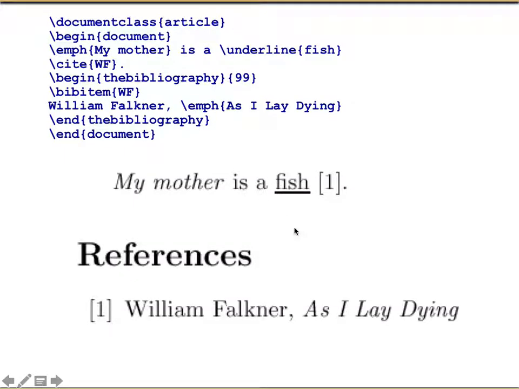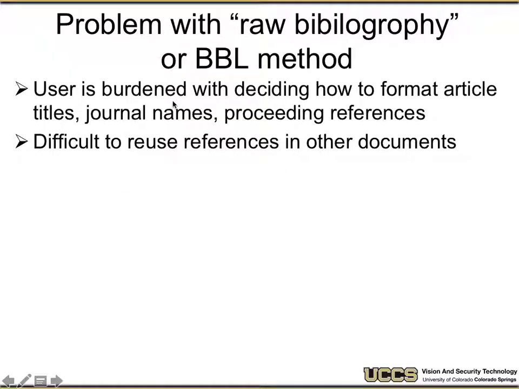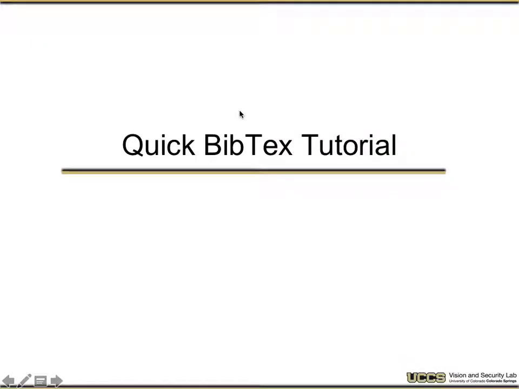But so after you do all of that, if you do a tutorial, you get something like "my mother is a fish" with the square brackets, and that's in this base bibliography. But as I said, no one in their right mind does raw bibliographies or BBL methods. It's burdensome. How to format them is up to you. It's difficult to reuse references. Just a bad idea.